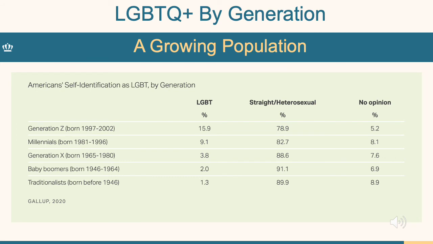It appears dramatic that only 1.3% of traditionalists identified as LGBTQ, rising to 16% of Generation Z. This does not mean necessarily, however, that only 1.3% of the traditionalists were LGBTQ. Historically, people identified as part of this community were stigmatized and faced significant discrimination. Disclosing one's sexual orientation created great risk.